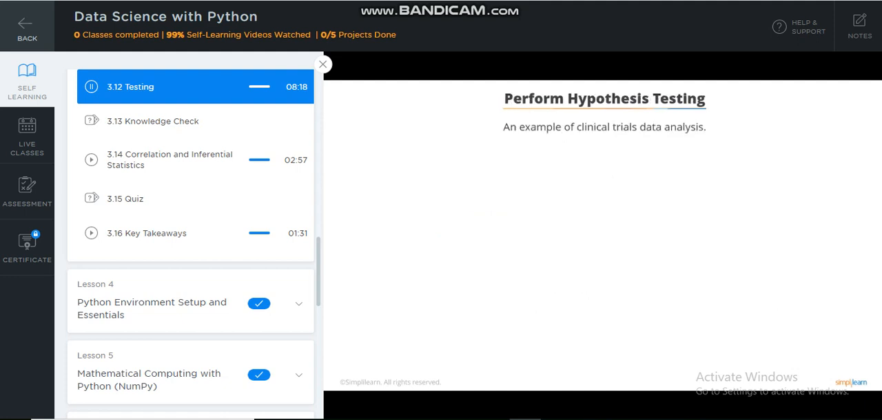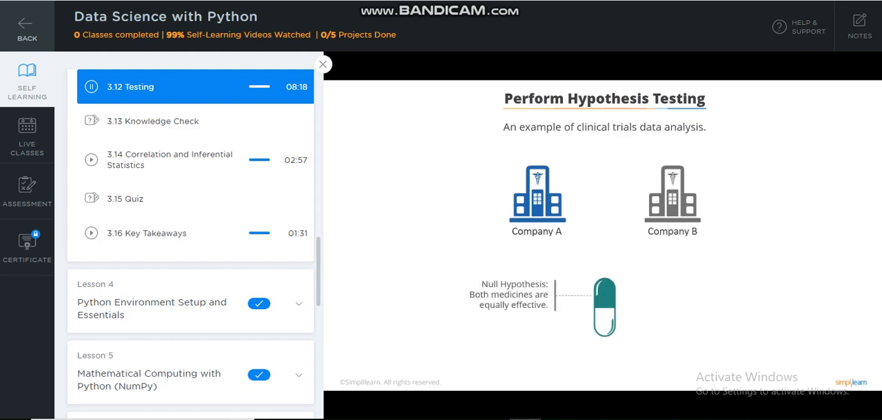This example shows how clinical trials can be analyzed. Suppose a pharmaceutical company wants to compare a medicine it manufactures with that of a competitor's medicine. Then, hypothesis testing can be the method it adopts. The null hypothesis would be that both the medicines are equally effective. The alternative hypothesis would be that the two medicines are not equally effective.